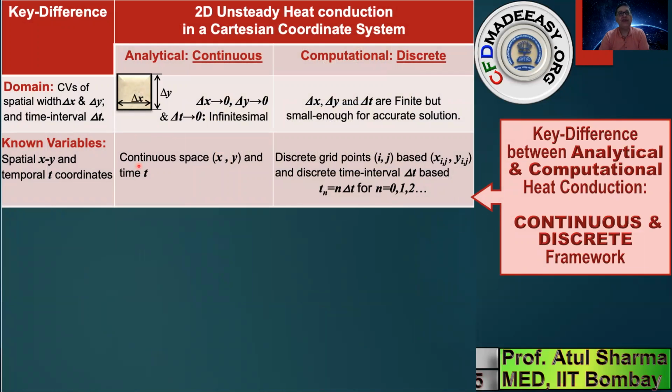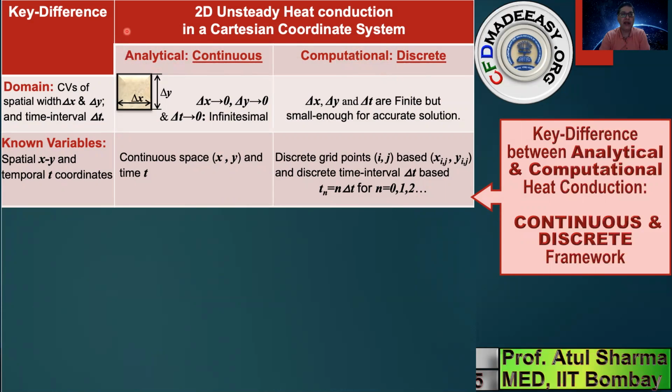Before we go into the physical law-based finite volume method, or the algebraic formulations for the internal grid points or the yellow circles, let me highlight the key difference between the analytical heat conduction and computational heat conduction. Analytical heat conduction is continuous, whereas any computational heat conduction is discrete in nature. So I'll highlight the continuous nature in analytical heat conduction and the discrete nature in computational heat conduction.